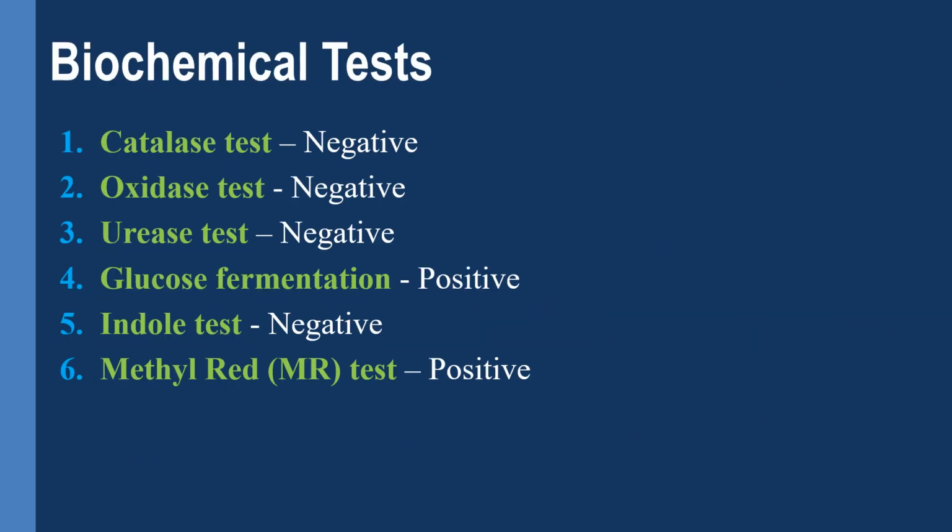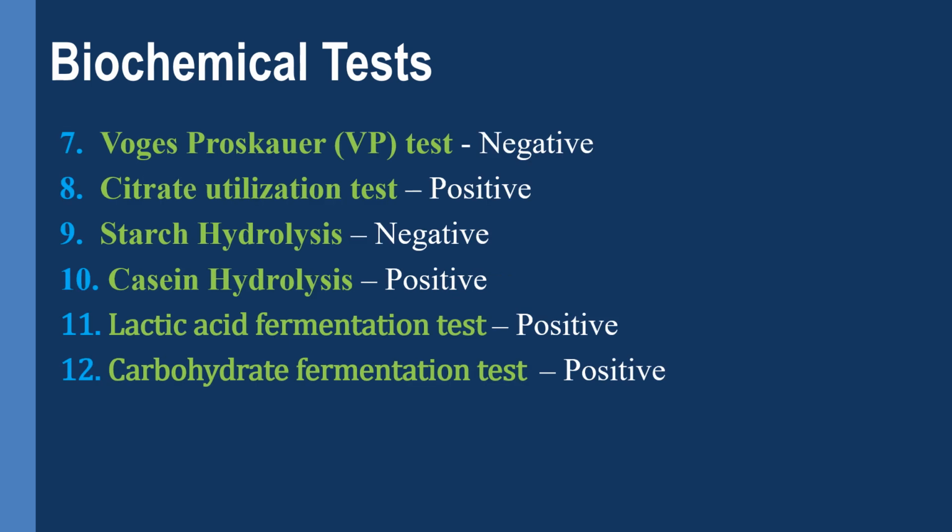Biochemical tests for Lactobacillus plantarum: catalase test negative, oxidase test negative, urease negative, glucose fermentation test positive, indole test negative, methyl red test positive, Voges-Proskauer test negative, citrate utilization test positive, starch hydrolysis negative, casein hydrolysis positive, lactic acid fermentation test positive, carbohydrate fermentation test positive.